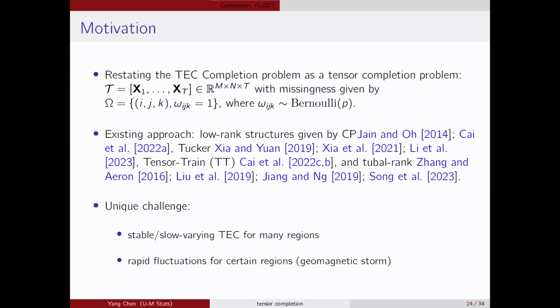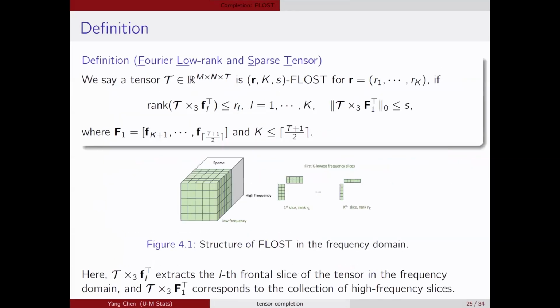The framework is trying to tackle the unique challenges of both the stable TEC in many regions and some rapid fluctuations in certain regions, the heterogeneous fluctuation types across different regions.